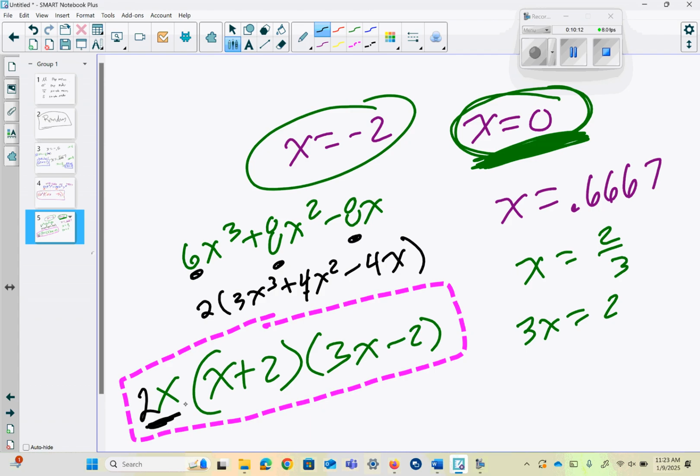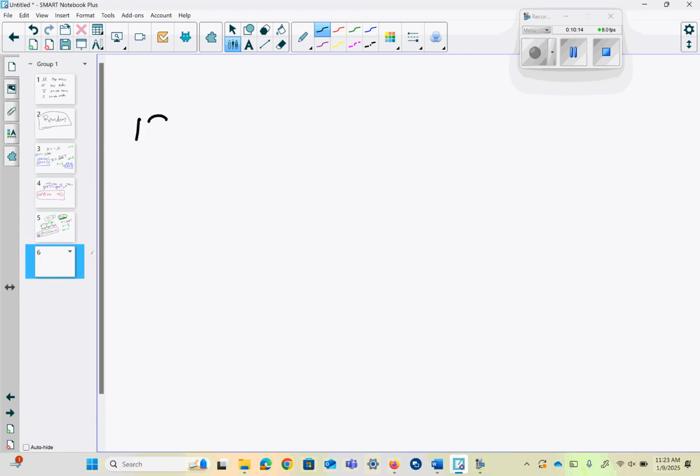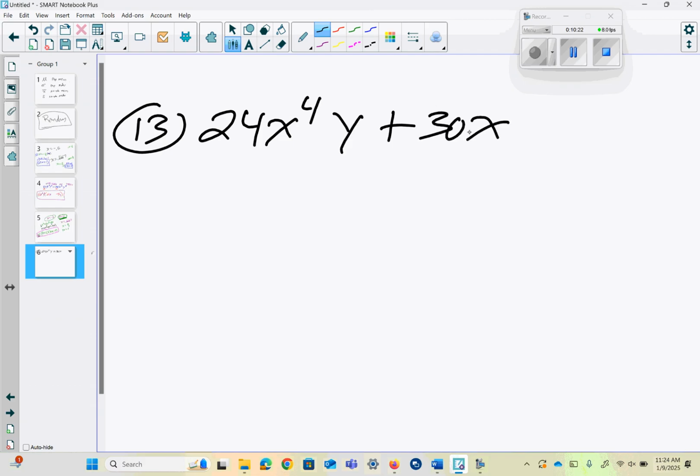Do me a favor. Will you try number 13 for me? Is that 24? Oops. 24x to the fourth y, 30x. Is it x squared or x to the third? Squared and y squared? Thank you. So see if you can try that one. See if you can figure that out on your own.